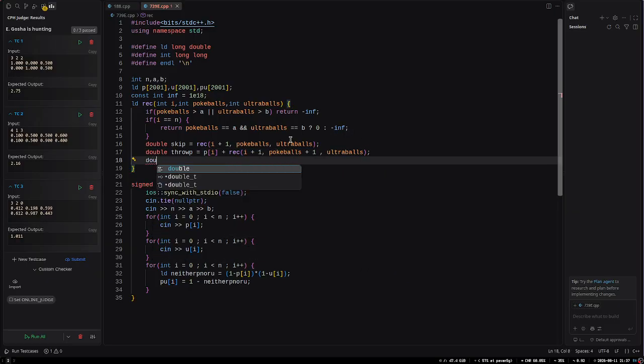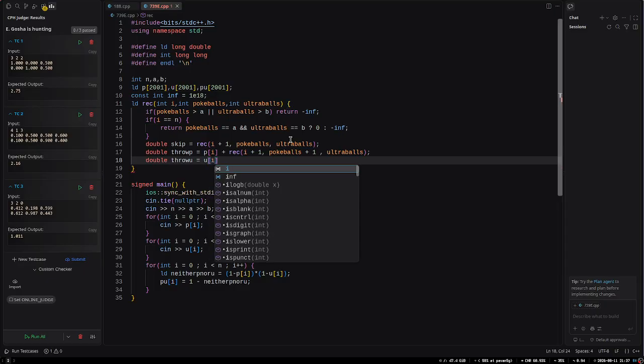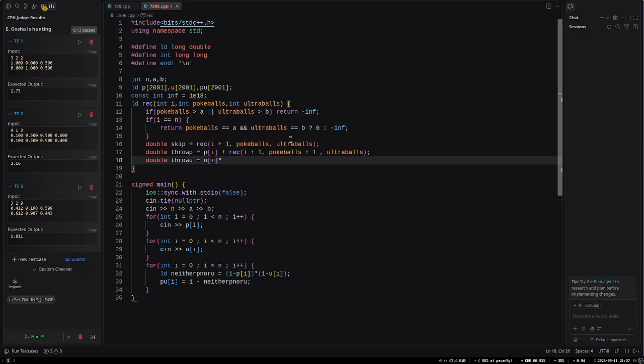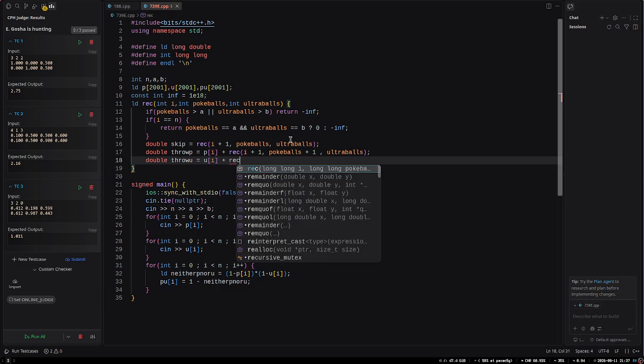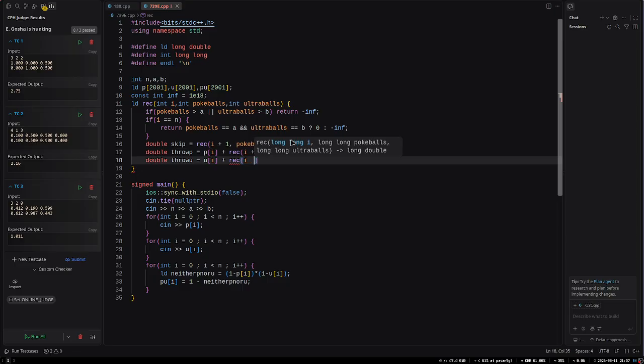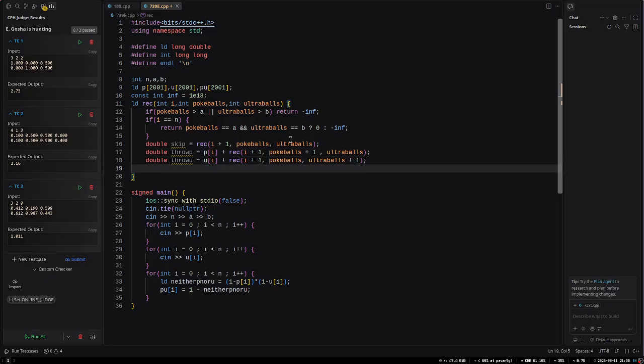The next possibility is throw an Ultra Ball. And if you throw an Ultra Ball, it would have the probability U of I. I'm not writing into 1 because it doesn't matter. And you're moving to the level I plus 1, then the Pokeballs count won't change. The Ultra Balls count would change. You have thrown an Ultra Ball, you have used an Ultra Ball.